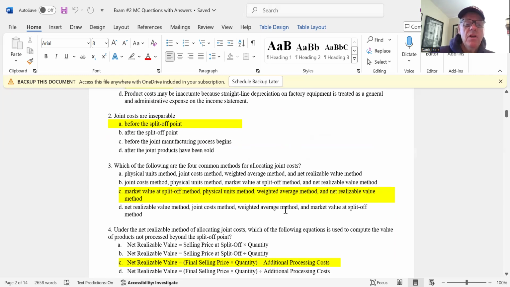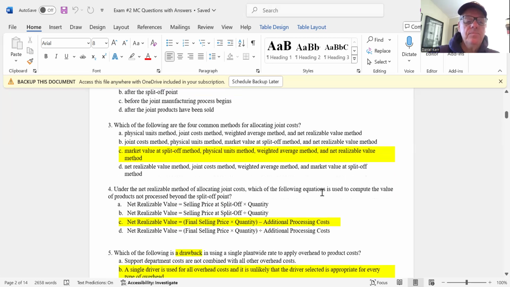Number 3, which of the following are the 4 common methods for allocating joint costs? Well, the 4 common methods are market value at split off, physical units method, weighted average method, and net realizable value. Those are the 4 methods, each of which we explored in class. So the answer there is C.